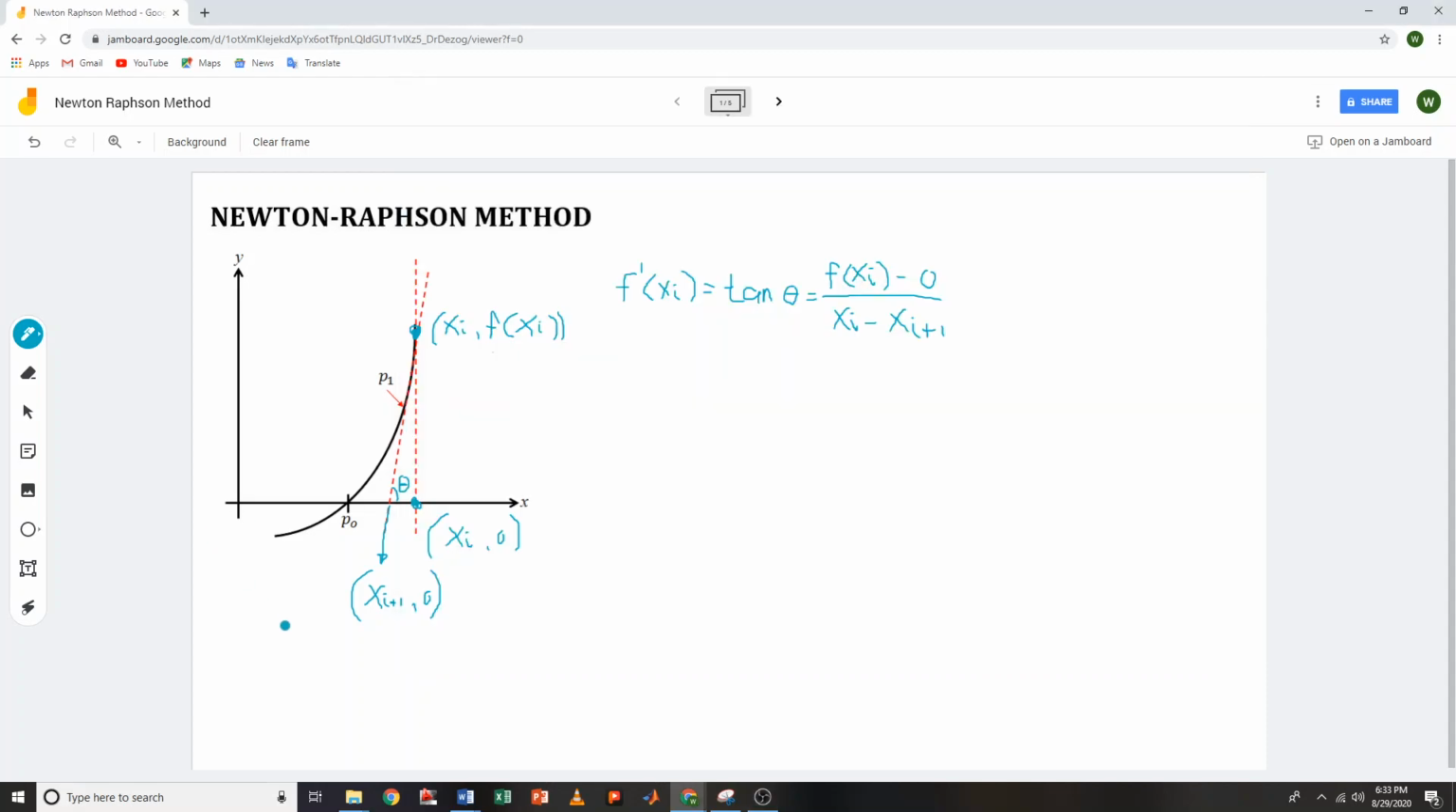Okay, good day everyone. Let's continue our discussion about numerical methods, root finding solution. In the last video we discussed the regula falsi method, or false position method. This video is focused on another iterative process in finding the numerical solution of root finding methods of a function using the Newton-Raphson method.